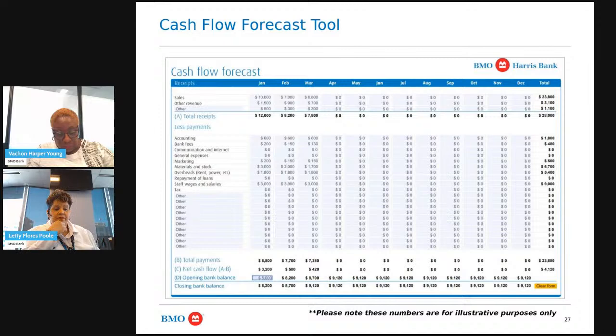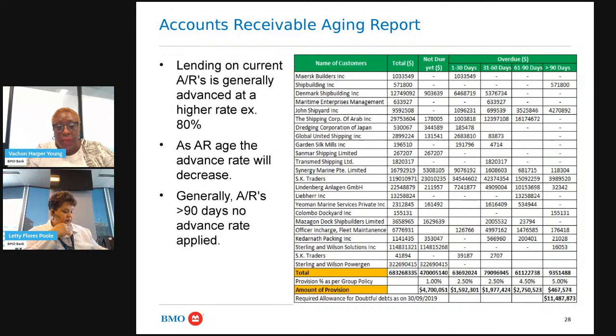Next is the accounts receivable aging report. This is just a snapshot of a report. Generally, if you use QuickBooks, you can create an accounts receivable aging report for a lender. If a lender is lending off of receivables, just understand the advance rate is going to depend on how aged your receivables are. And so understand the underwriting rules of that financial institution.